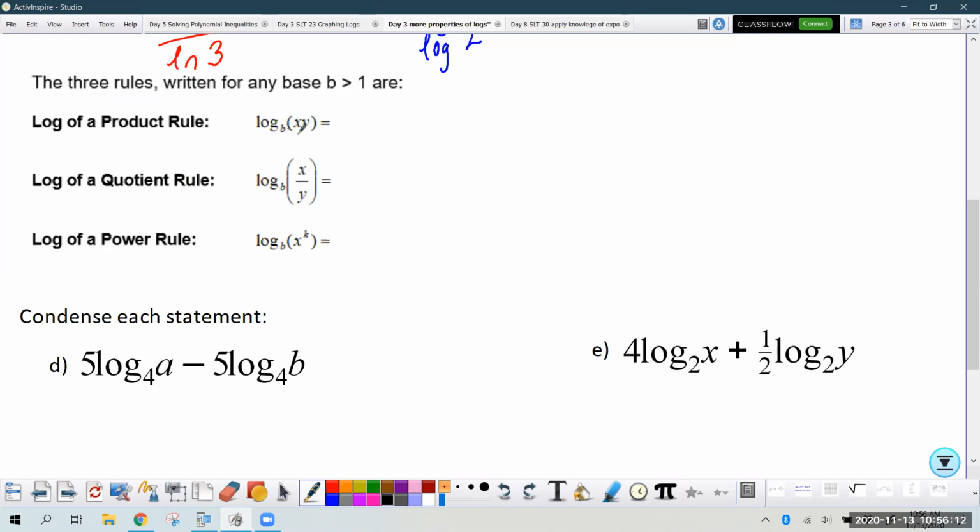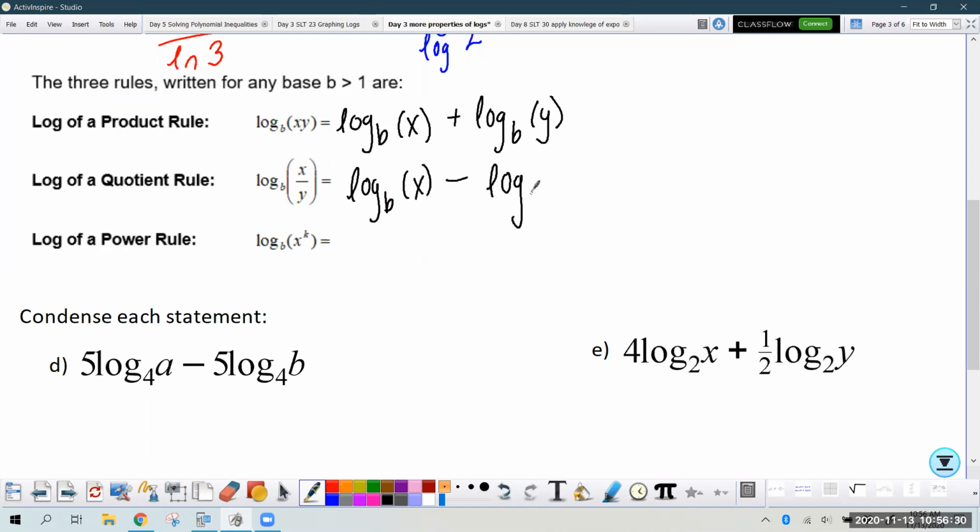Okay, so when the argument is multiplied, we can expand that by adding 2 log expressions. When the argument's divided, we can expand that by subtracting where the denominator is what's after the subtraction. And when you have the power, that can become the coefficient of your log expression.